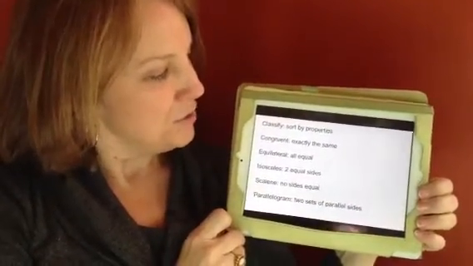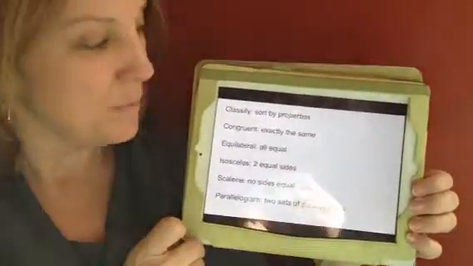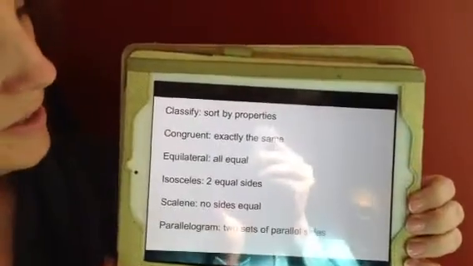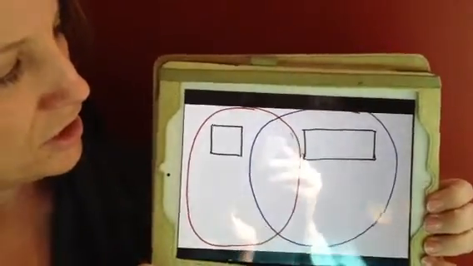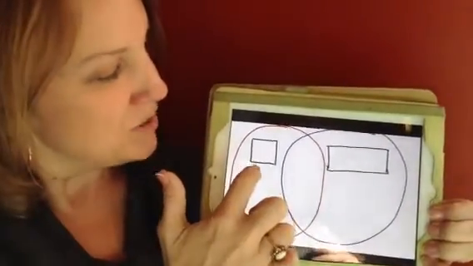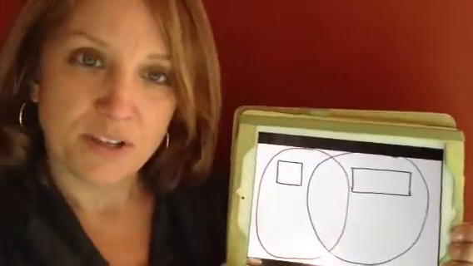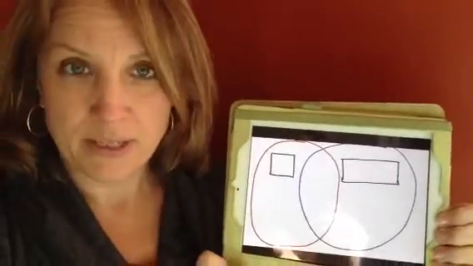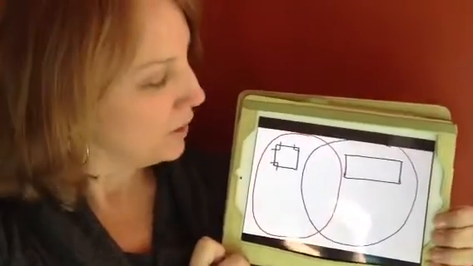So the first thing we're going to do is classify them using a Venn diagram. Now remember, that's called a double bubble. It's going to look like this, so draw this into your notebook. Over here we have a square, and over here we have a rectangle. What they have in common is going to go in the middle. We call these properties, and it's the things that make them squares or make them rectangles.